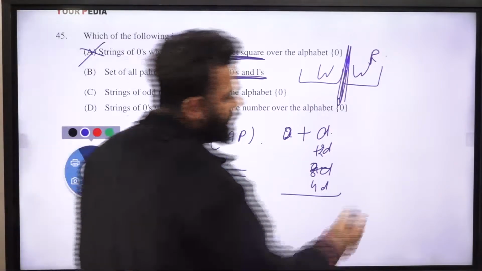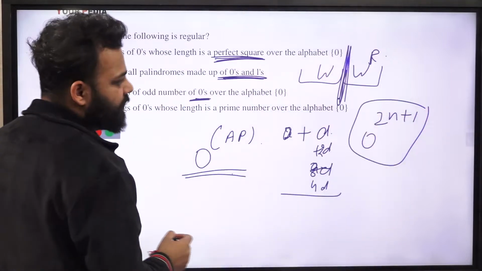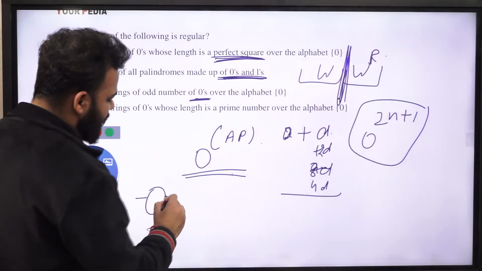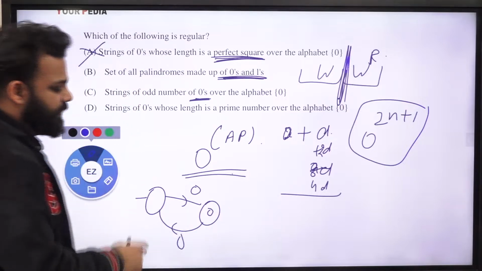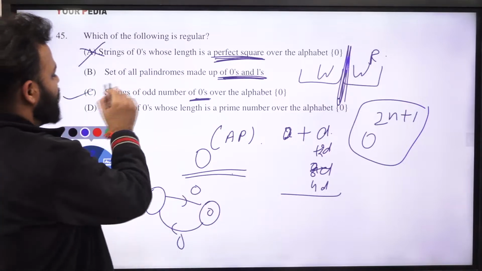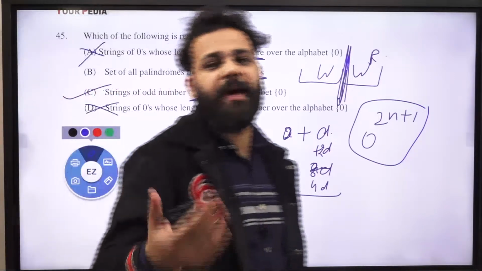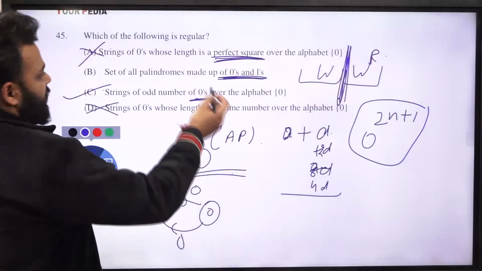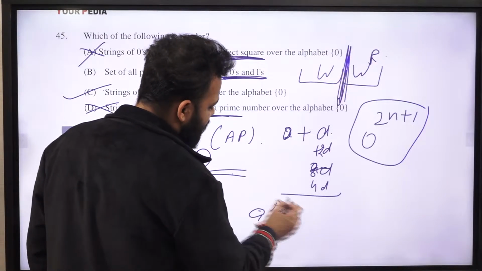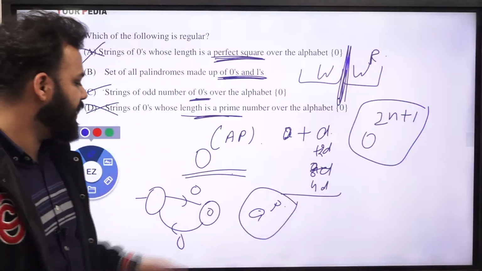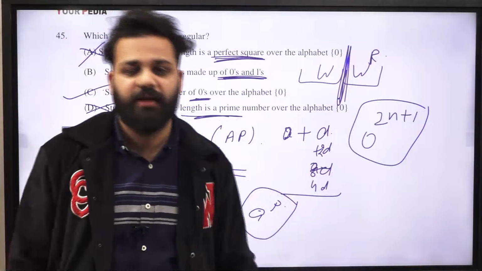Strings of odd numbers of zeros over alphabet 0. Yes, an odd number of zeros will be represented by 0 raised to 2n plus 1, and the DFA for that will accept 0 here, and this will be an odd number of zeros. Strings of 0 whose length is a prime number over the alphabet. You cannot see a pattern in the prime numbers. Let's say a raised to power p, where p is a prime number, it is not even a CFL. It is a very commonly known CSL language.